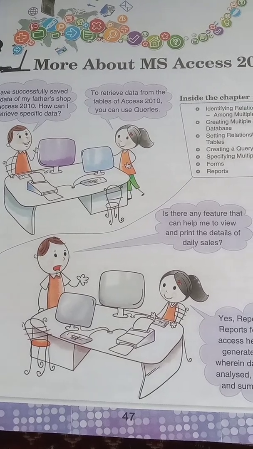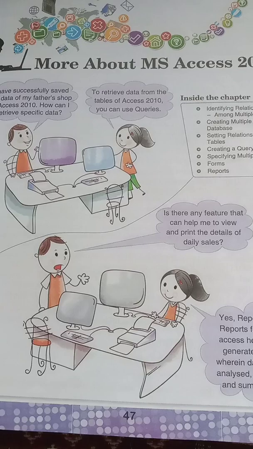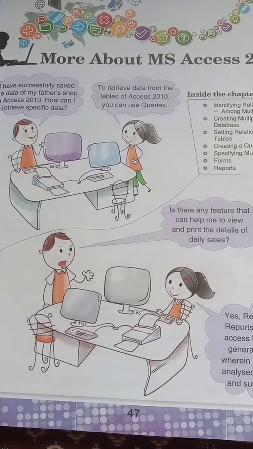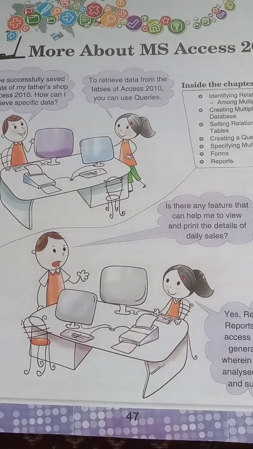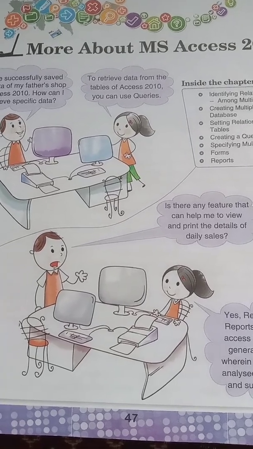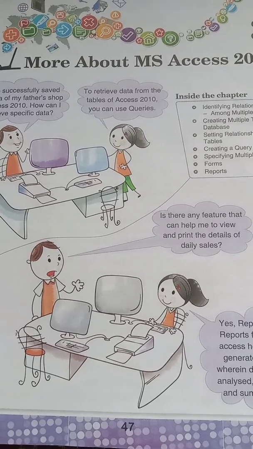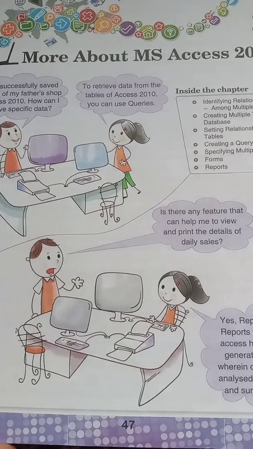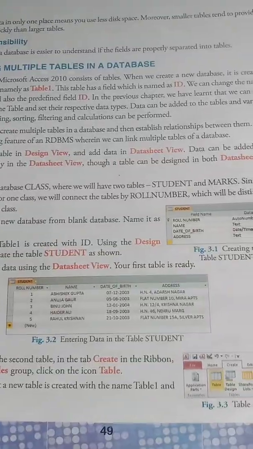Relationship between tables. Creating a query. Query means asking questions. Specify multiple criteria. Forms, all of you know about the forms. All of you have seen so many types of forms. Reports. Reports means after doing a work we are going to send a report of whatever we have done, right? So the conclusion of the work is called a report. So now let us start the chapter.